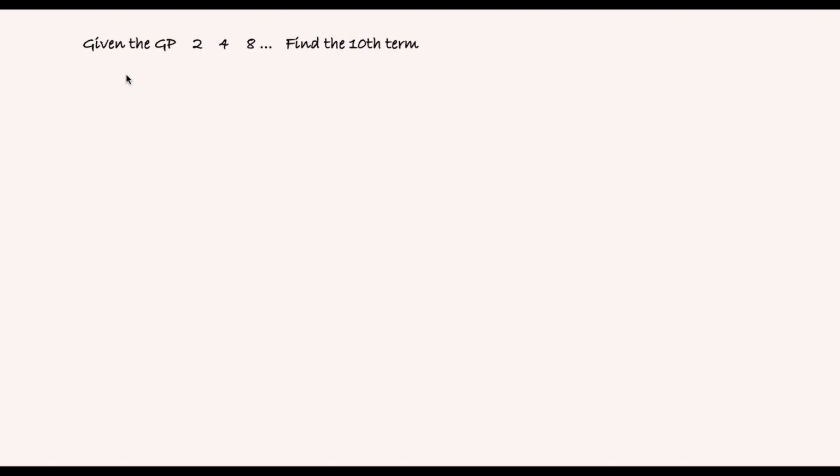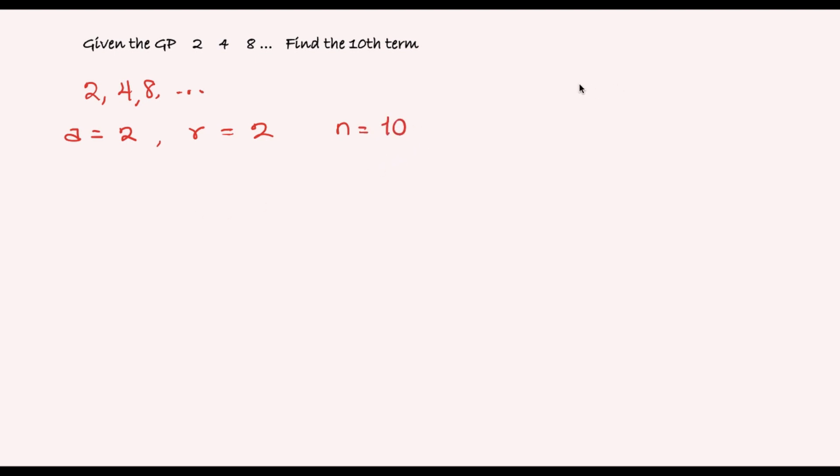Our first example says, given the geometric progression 2, 4, 8 continuing, find the nth term. So our sequence is 2, 4, 8 with continuing terms here. Now here we know that our a, which is our first term, is 2. We know that our r is equal to 2 because 4 divided by 2 is 2 and 8 divided by 4 is 2 as well. Now we've been requested to find the nth term, so our n is equal to 10.